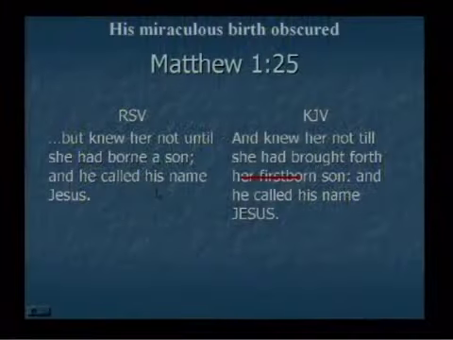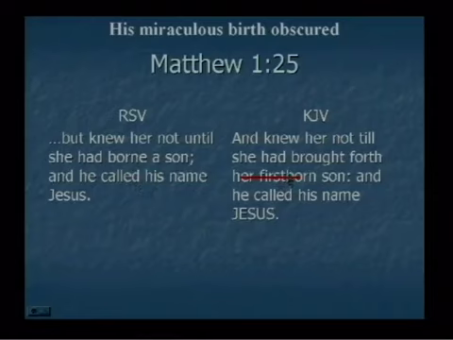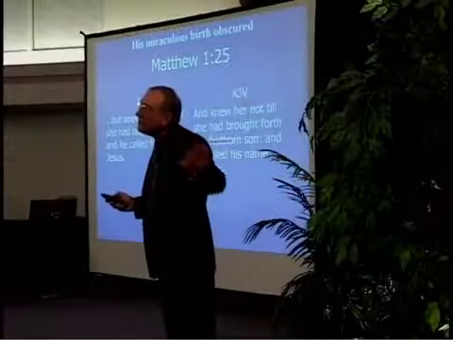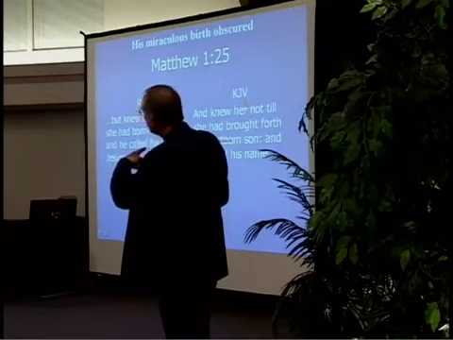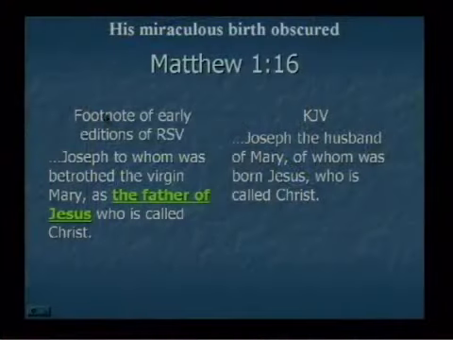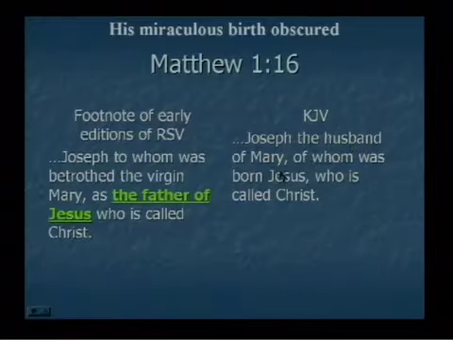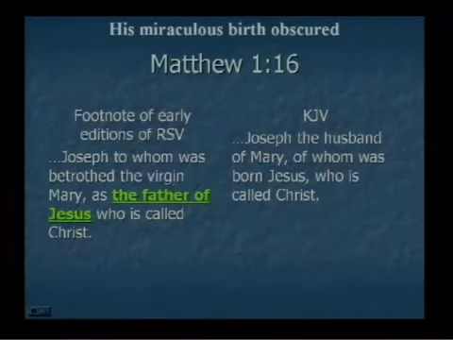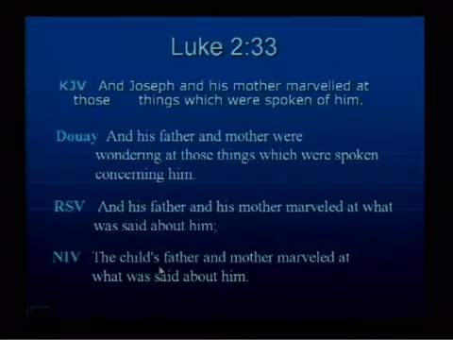Matthew 1 verse 25, he's no longer the firstborn son, he's just, you will have a son. King James, he's the firstborn son, so she was a virgin. But if they removed the virgin bit, they better remove it here too. So they removed it in the RSV. And it gets even worse. In the footnote they say that Joseph is the father of Jesus. The King James: Joseph, the husband of Mary, of whom was born Jesus, who is called Christ. See? So here he is miraculously born. There he has an earthly father.